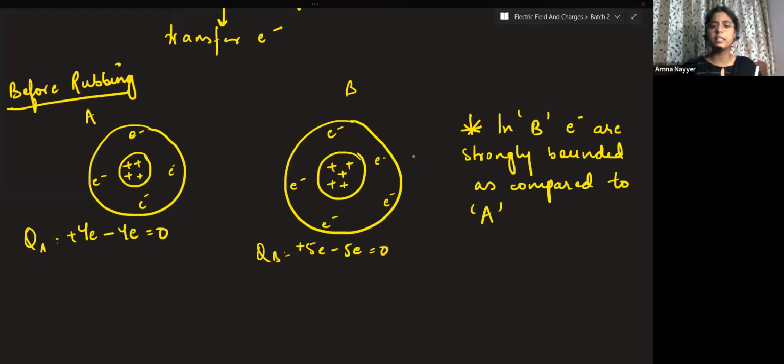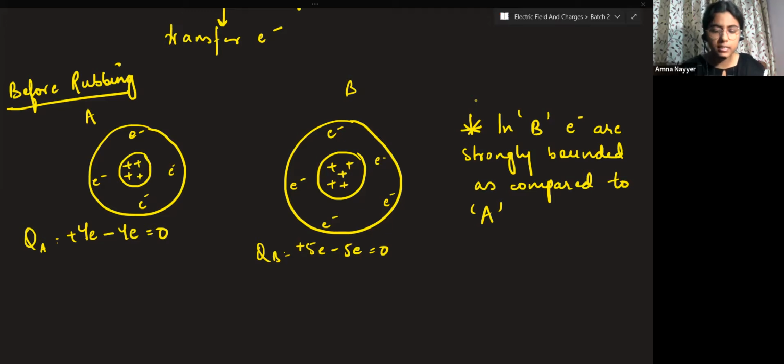A, obviously, because the electrons present in body B are strongly bound, so that won't allow electrons to move out, to get removed. Whereas in comparison to it, the electrons in A are slightly weakly bound, so that will allow the electrons to move. You should remember this concept: the body with strongly bound electrons will be negatively charged, because the body having weakly bound electrons will allow the electrons to move, so that will become positively charged.